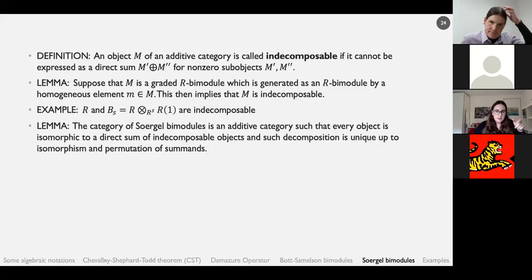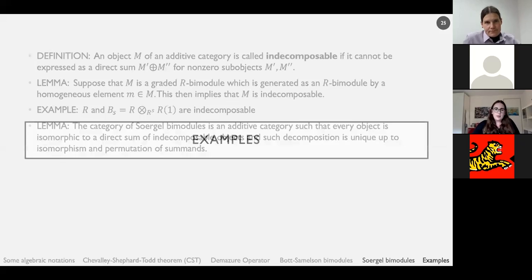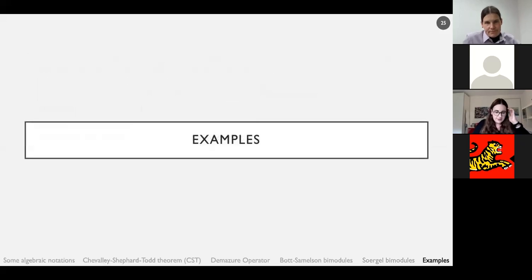Another result that I want to mention is that the category of Soergel bimodules is an additive category such that every object is isomorphic to a direct sum of indecomposable objects. And such a decomposition is unique up to isomorphism and permutation of the summands. So now let's look at some examples of Soergel bimodules.